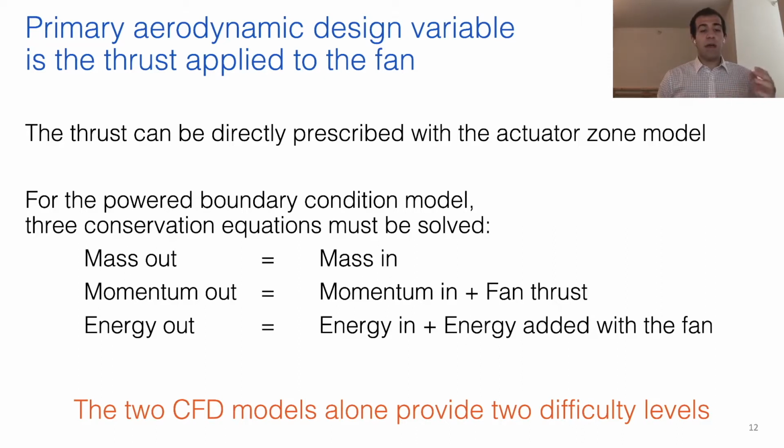And that is mass flow going out of the fan exit must be equal to mass flow going into the fan face. Momentum flow going out of the fan exit must be equal to the momentum flow going in plus the thrust we add. And then the energy out of the fan exit must be equal to the energy going in plus the energy added due to the thrust term. And even at this level, the two CFD models provide 2 difficulty levels.